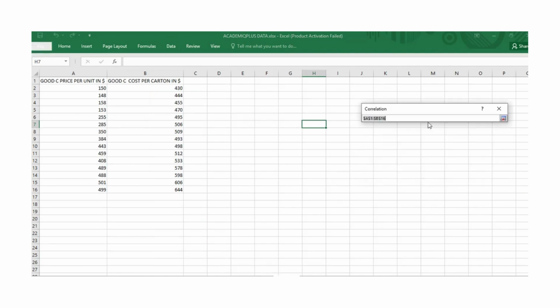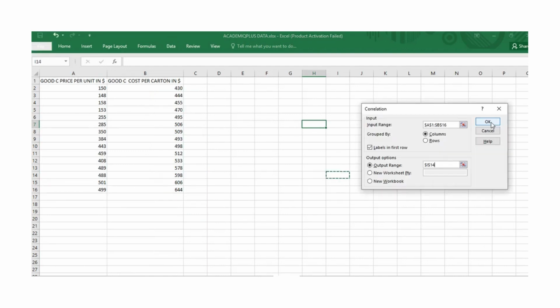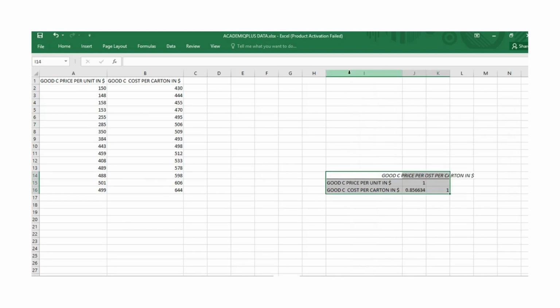Go to data, click on data analysis, click on correlation. Okay, data, label check, output range, I want it here. Okay, so we have it. This shows a positive relationship, 0.8566, approximately positive 0.86. So there's a positive relationship between the cost of good C per carton and the price per unit, all in dollars.